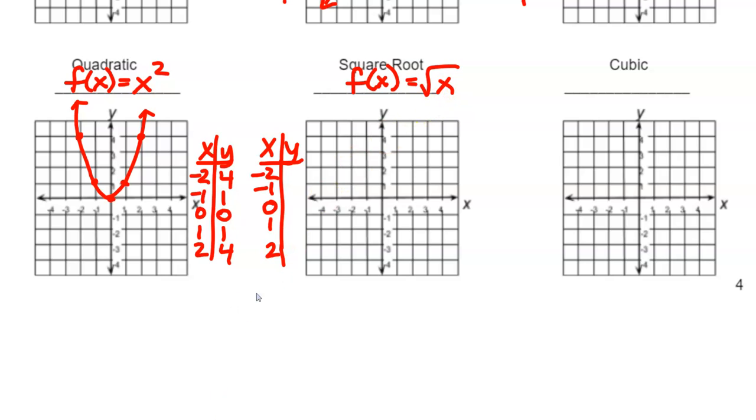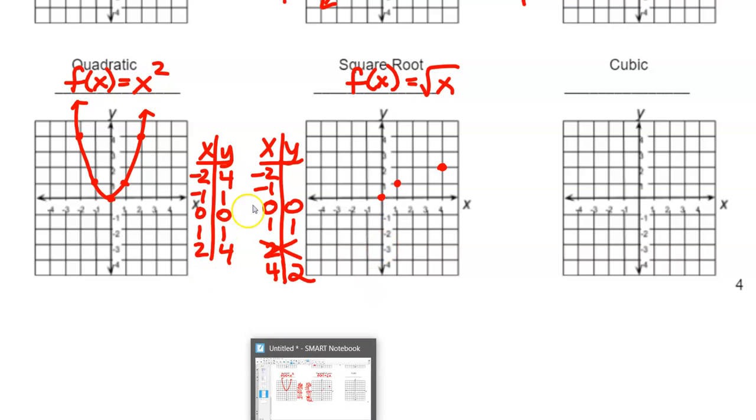The square root of 0, what times itself is 0, and that's 0. What times itself gives me 1? Well, that is 1. Now, if I put 2 in there, is there a number that's nice that I can multiply by itself to get 2? And the answer is no. Okay? Now, if I choose 4, what number by itself multiplies to give me 4? That answer is 2. So I have these nice points here, 0, 0, 1, 1, 4, 2, and I get those 3 points.